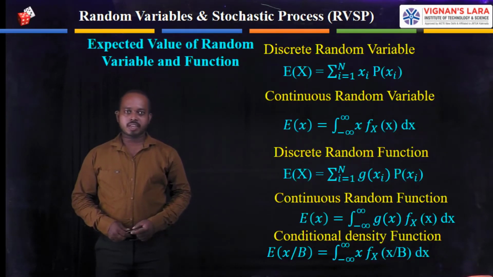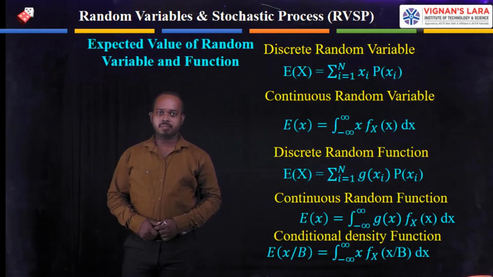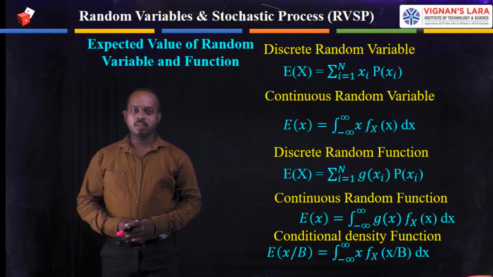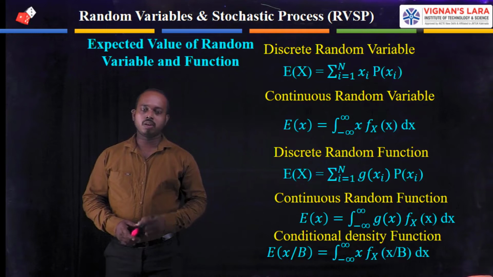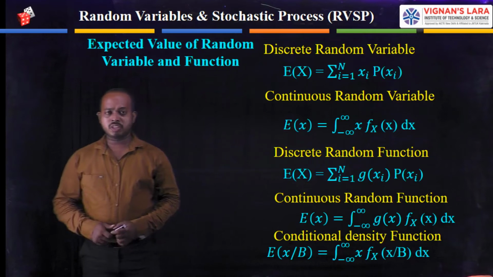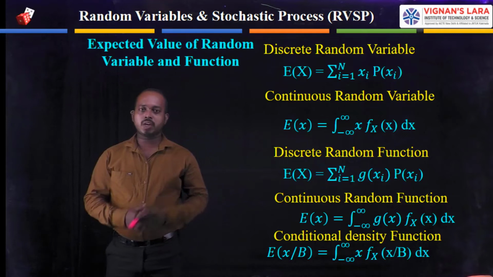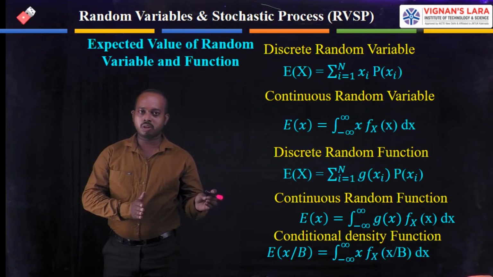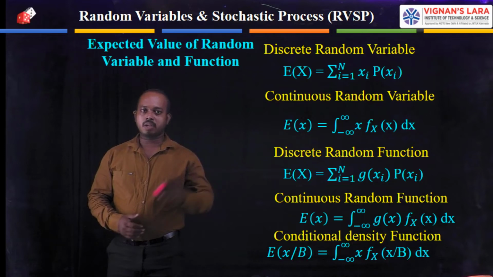Coming to the first topic in the second unit, the expected value of a random variable and random function. Here we are defining the expectation value of a random variable. The average or mean of a random variable is called the expectation value of a random variable. I am repeating the definition: the expectation value is the mean or average of a probability distribution of a random variable.